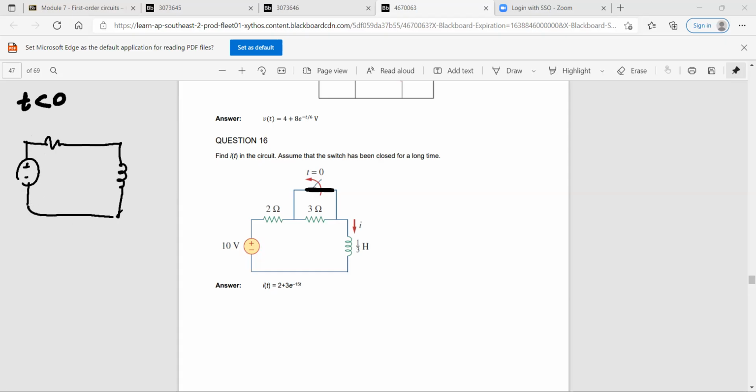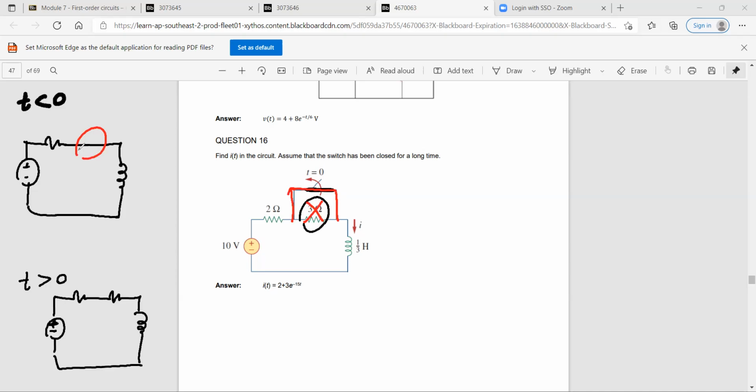Am I right? When the time is more than 0, the switch is now open, so you have a circuit like this. So these are the two circuits, isn't it? Why didn't I write the 3 here? Because when you have a short circuit path, this 3 is not functioning. So that's why I didn't draw the 3 here. Am I right? So these are the two circuits.